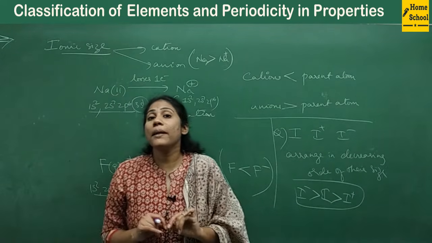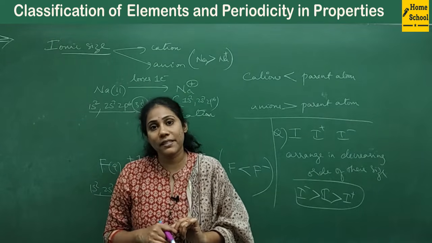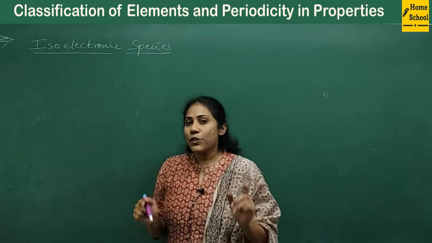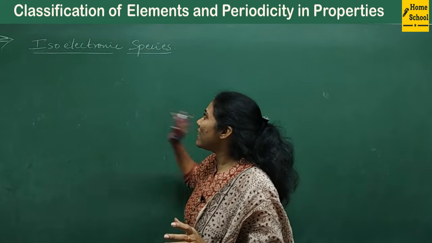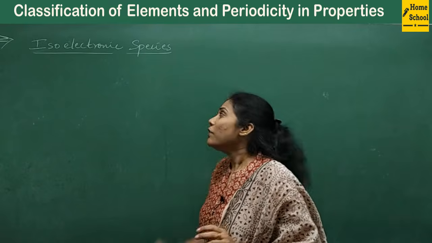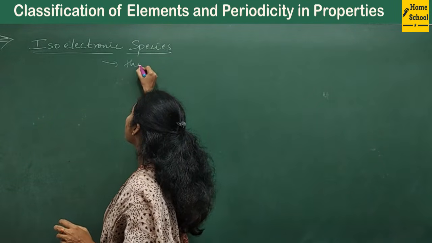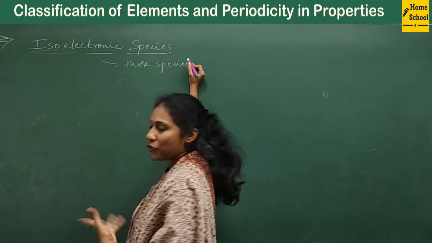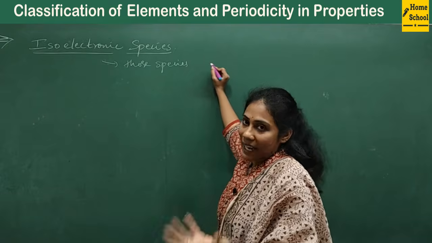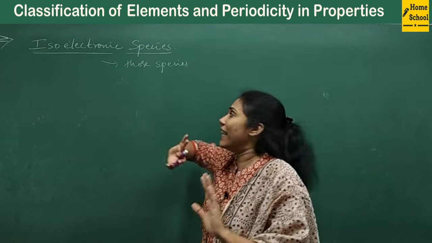Now let us talk about a very important concept, isoelectronic species. See guys, just like isotopes, isobars, isotones, we have something called isoelectronic species. So isoelectronic species in the sense those species, it can be ions. Most of the time it can be cations or anions, okay, or a combination of cations and anions.